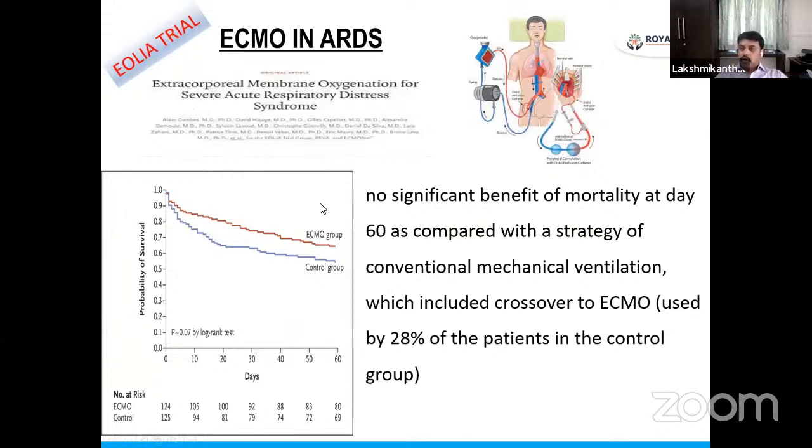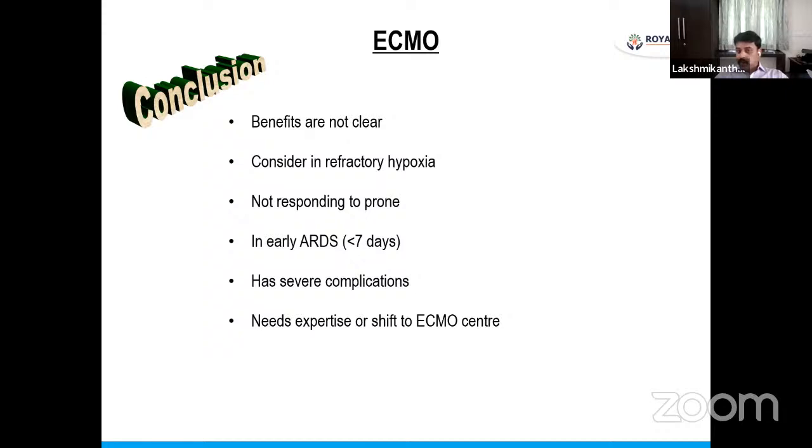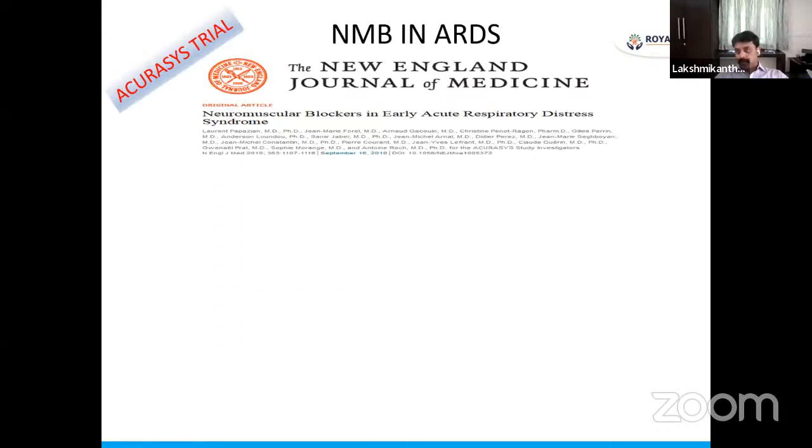This was a more properly done study, and all the patients in the ECMO group had ECMO, and this didn't show a significant improvement in mortality. And at the end of the study, it was clearly shown that ECMO has benefits which are not clear. It can be considered in refractory hypoxia not responding to prone ventilation in early ARDS, and it has severe complications. It needs expertise to use it.